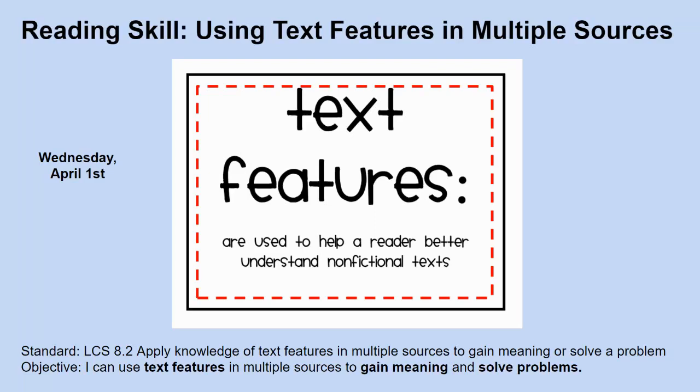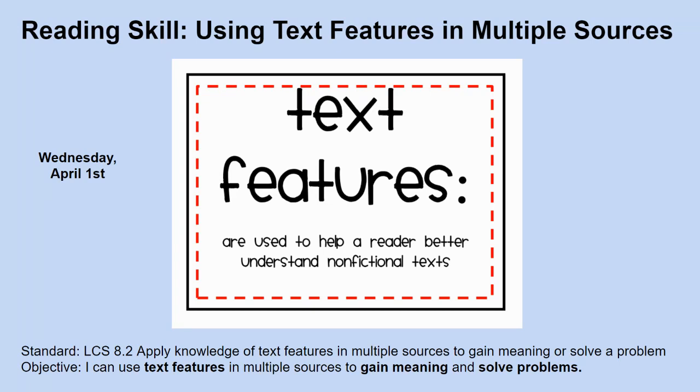Today we're going to begin working on a new reading skill where we're going to be using text features to help us better understand what we are reading about. Our objective down at the bottom states, I can use text features in multiple sources to gain meaning and solve problems. So in other words, I can use text features to help better understand what I'm reading about.